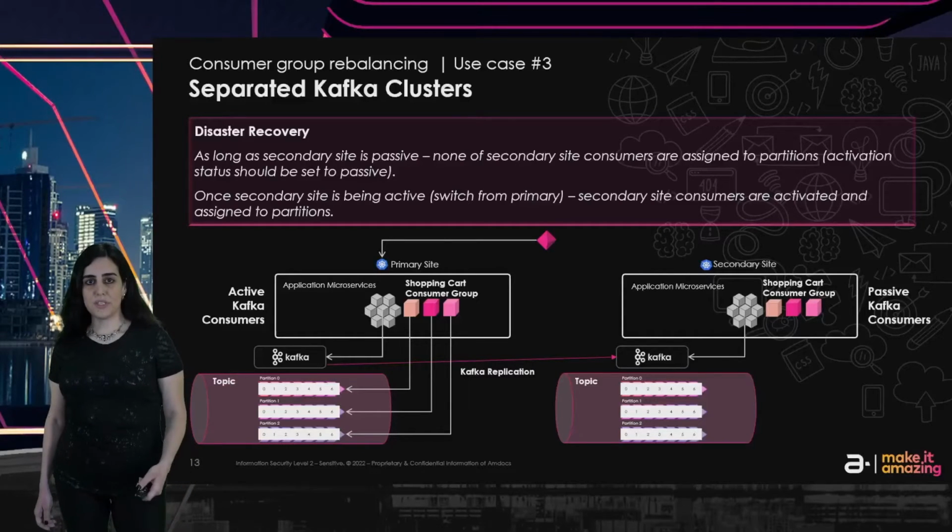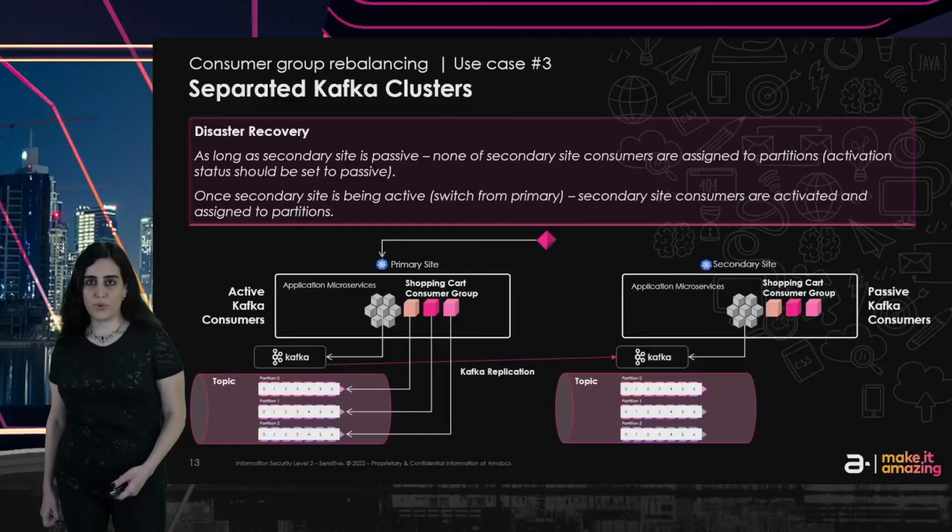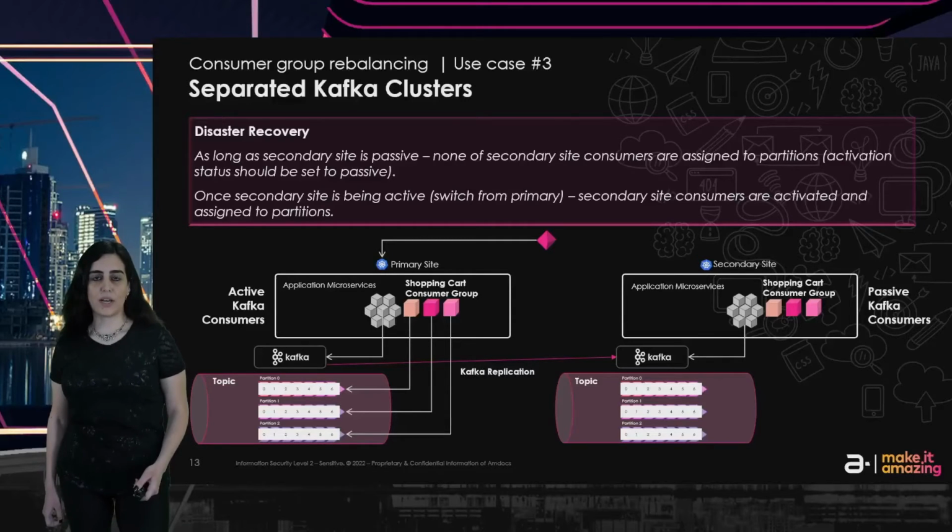But here the difference from the previous use case is that we have a different Kafka cluster on the secondary site, but we must keep our application up to date, right? Also on the secondary site, so we'll be able to switch to the secondary site in case of failover. So we are running Kafka replication from the primary cluster to the secondary cluster.